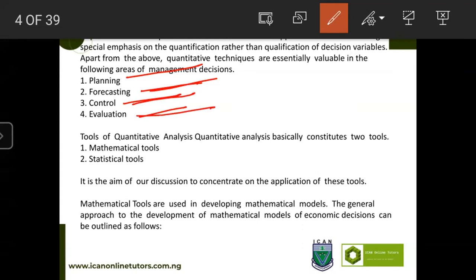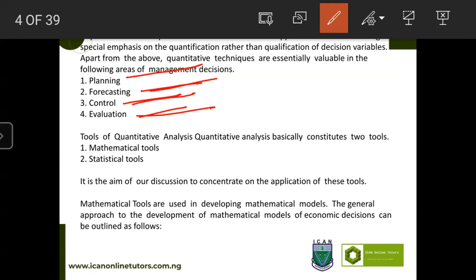And evaluation, we use it to evaluate the performance of an organization. We even use it to evaluate the performance of employees. In a typical business environment, the measure of KPI, key performance indicator, is through the use of quantitative analysis. After we use it, we represent it in a bar chart or a pie chart to know the performance of operations in our business. Likewise, if you want to evaluate the performance of an employee, we also use that as well.